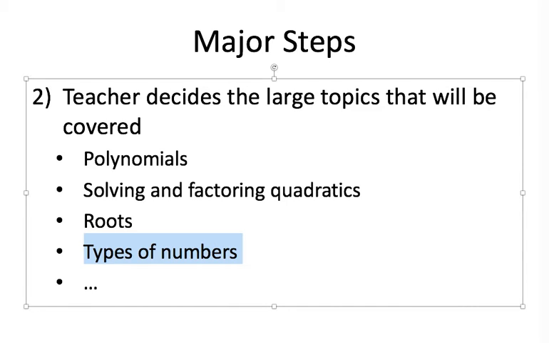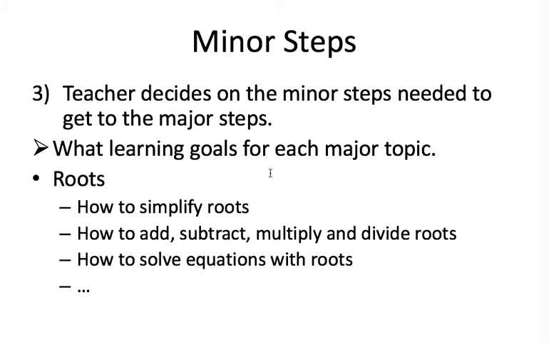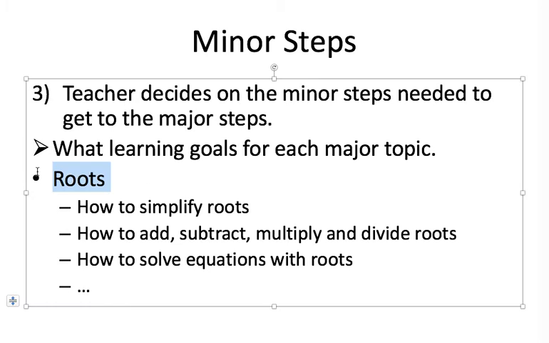And then they go backwards from there. What minor steps do they need to do in order to reach each of these major steps? So, for example, if we're talking about what minor steps are needed in order to teach roots, these might be the individual things inside of that major topic, like how do you simplify roots? How do you add, subtract, multiply, and divide roots? How do you solve equations with roots? And we keep on going backwards from there.